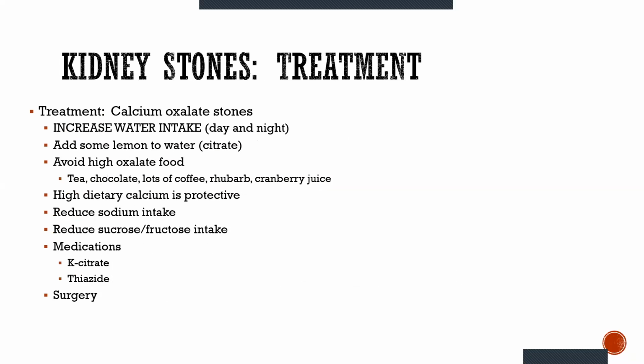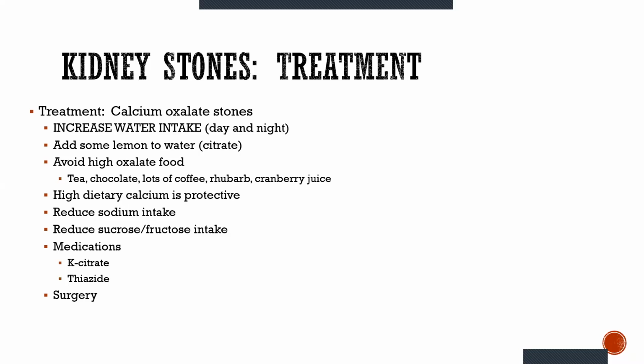Next slide. So treatment of stones, calcium oxalate, as I said, are the most common ones. So increasing fluid intake, trying to get the urine output to 2.5 to 3 liters a day is the best way, because you're just not allowing those stones to precipitate. Often patients will drink a lot of water during the day, but they don't want to be up peeing at night, so they sort of stop drinking at night, and then their urine gets concentrated. So it's a bit of a balance.